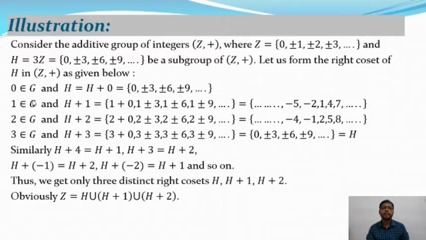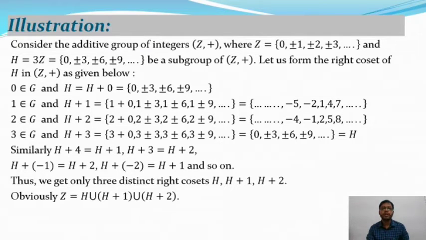Similarly, we will find H plus 2 when 2 belongs to G, and in that case all the elements of H are added by 2, that means 2 plus 0, 2 plus minus 3, 2 plus minus 6, 2 plus minus 9, and up to infinity. After simplifying these numbers, we'll get minus infinity to minus 4, minus 1, 2, 5, 8, and up to infinity. So they are all the elements of H plus 2, where 2 belongs to G.